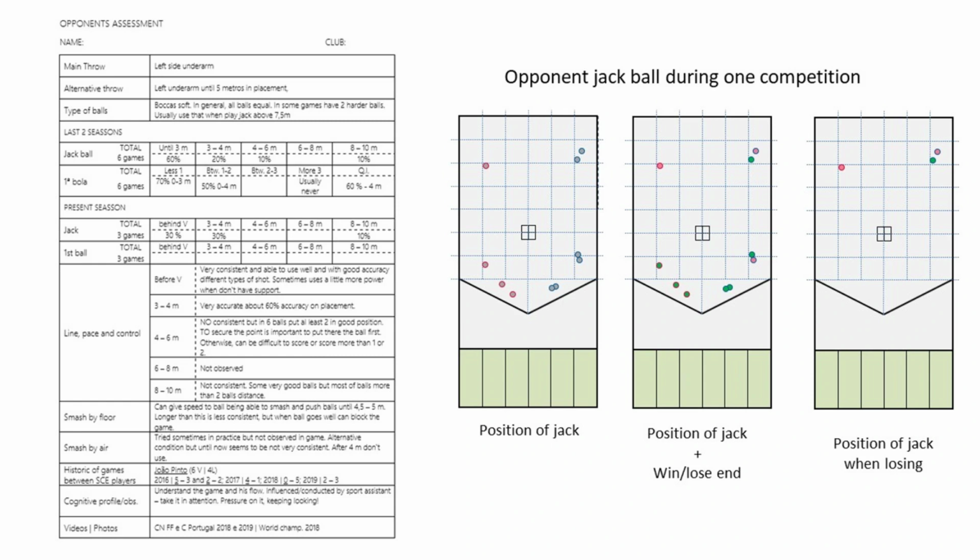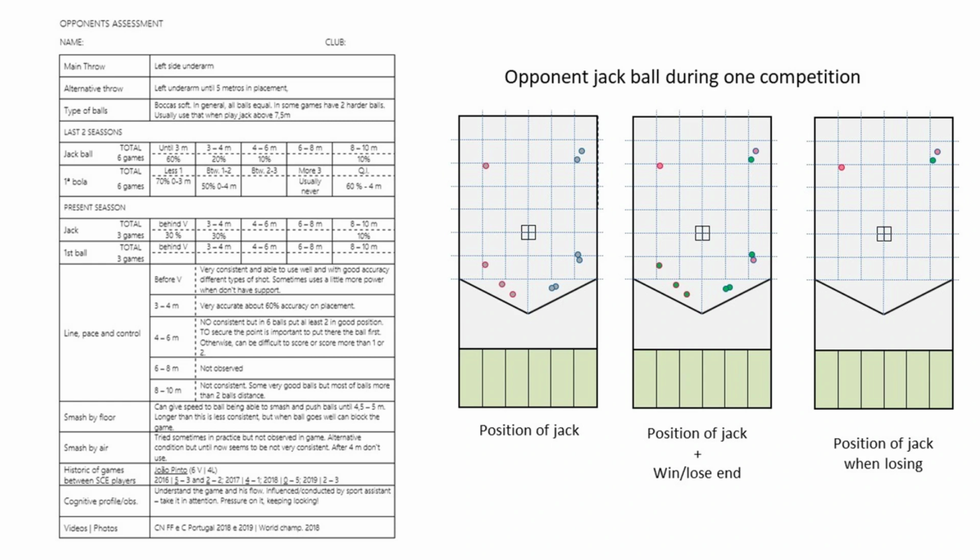But another thing that can be important here is to understand why he has some balls longer. In this case, it was because he is losing when he's playing the jack. So this is in the third or fourth hand. When this player is losing, he always plays long. So this information can be important to plan in advance.